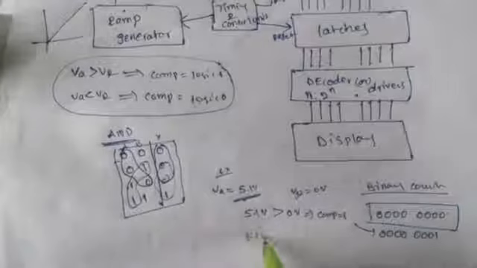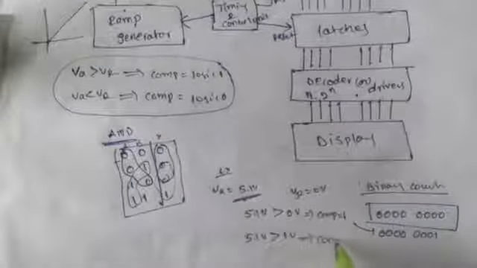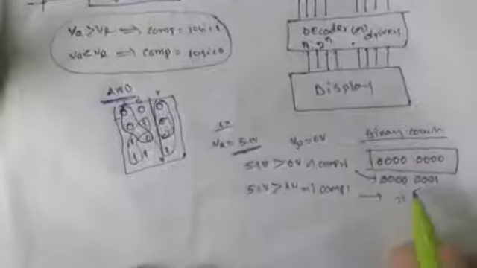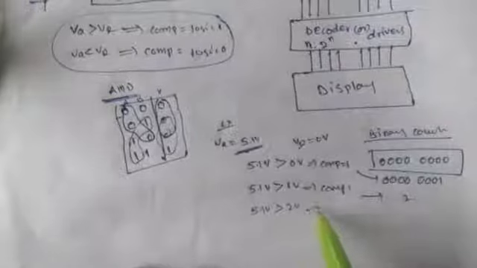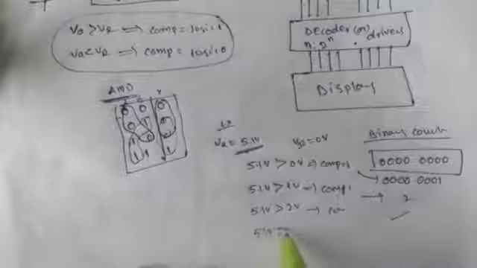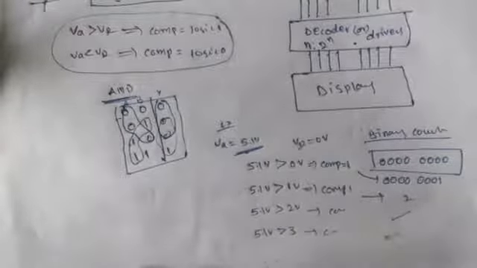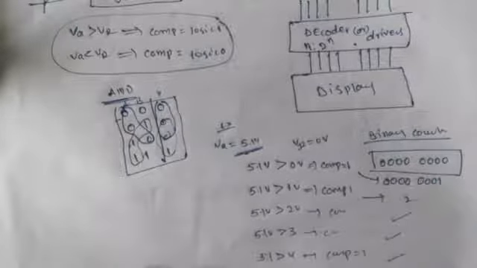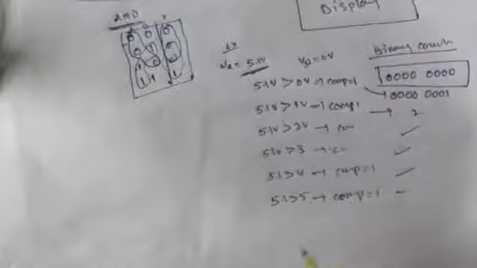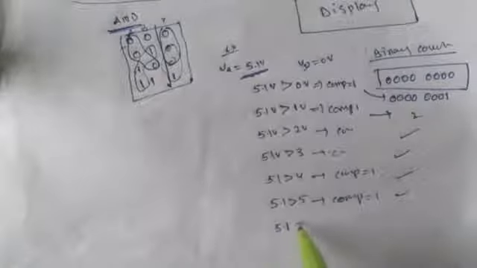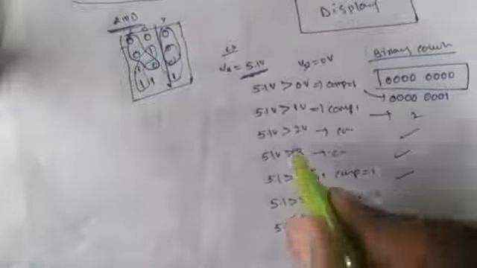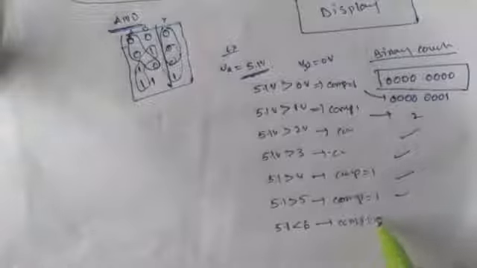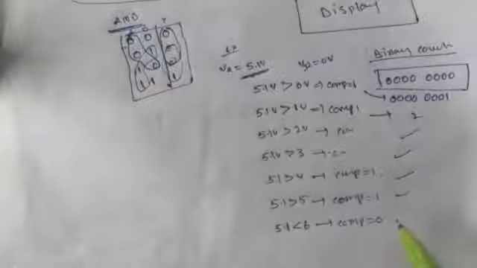Now 5.1 volts will be compared with this 1 volt. Then again the comparator output is 1, and the counter will be incremented to 2 in binary form. 5.1 volts is greater than 2 volts, so the comparator output is 1 and the counter is incremented to 3. 5.1 volts is greater than 3 volts, so it is incremented to 4. 5.1 volts is greater than 4, the comparator output is 1, and again it is incremented. 5.1 volts is greater than 5, the comparator output is 1, and again it is incremented. Then 5.1 volts is less than 6 volts, which is the ramp signal, so the comparator output is logic 0 and the clock will not be provided to the binary counter. Whatever the previous value was, that will be stored.